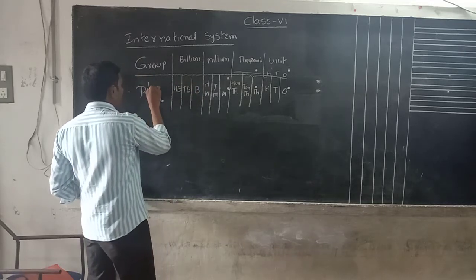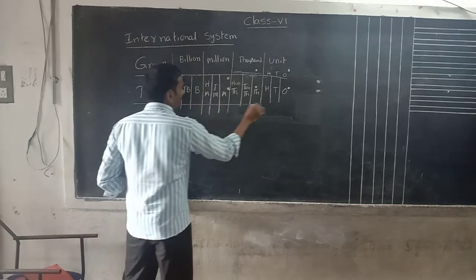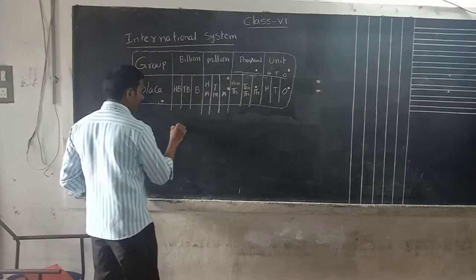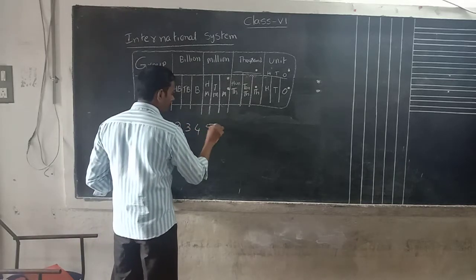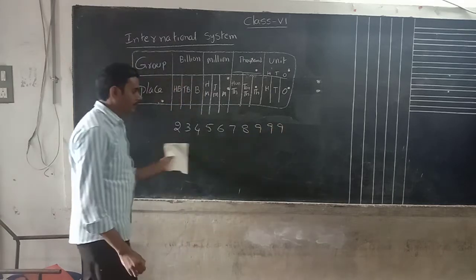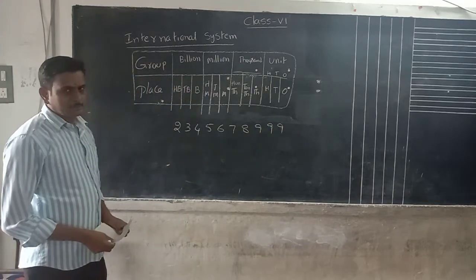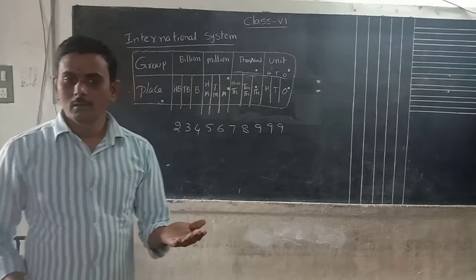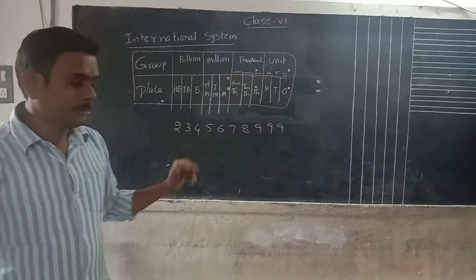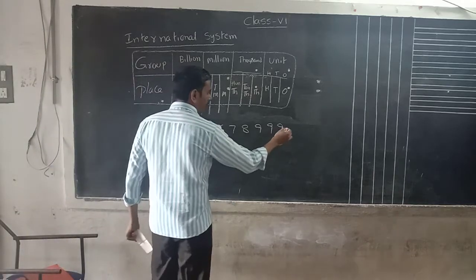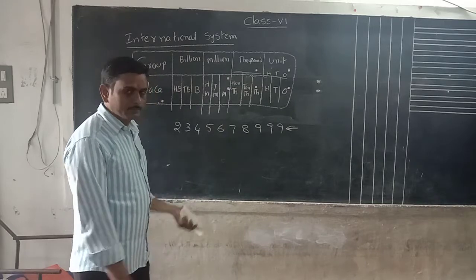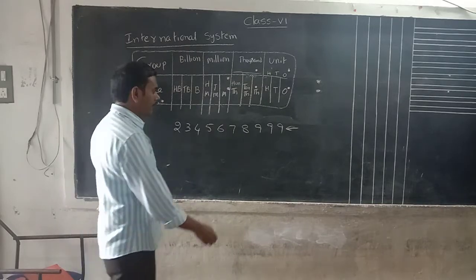These are the places available in the international system. For example, I take one number here. Like this number is given to you. We have to place commas. Whenever you want to use any system, we have to insert commas first between the numbers. We have to start from the right side.